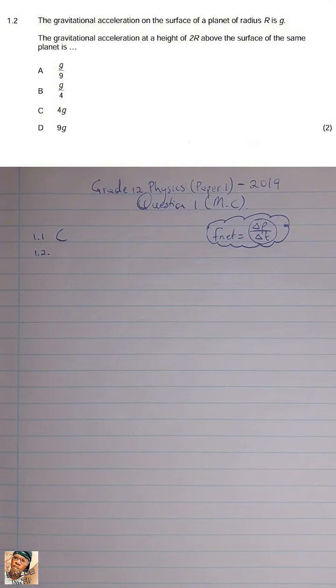1.2. It says the gravitational acceleration on the surface of a planet of radius r is g. So talking about the gravitational acceleration, that means there is Newton's law of universal gravitation. You have to know its formula, especially the formula for calculating the gravitational acceleration. It is there at the back of the paper or in the formula sheet, by the way.